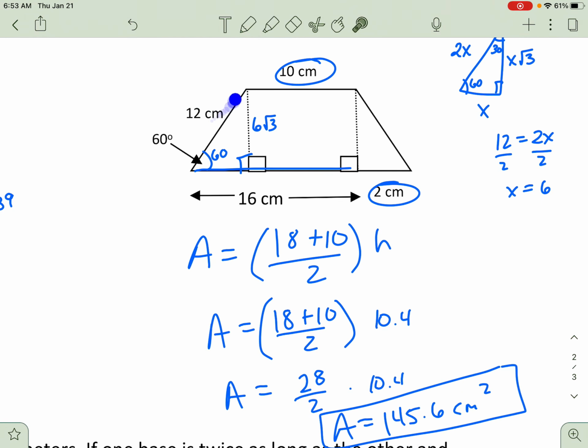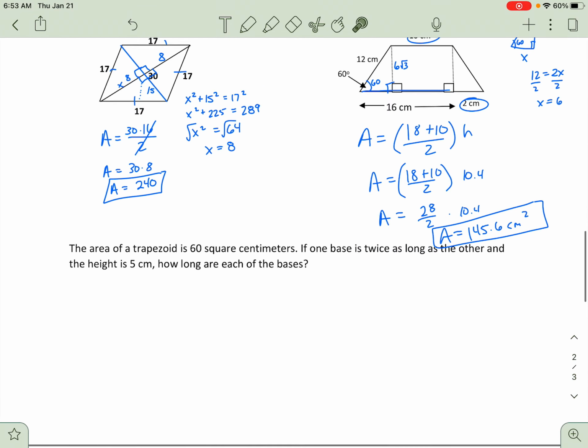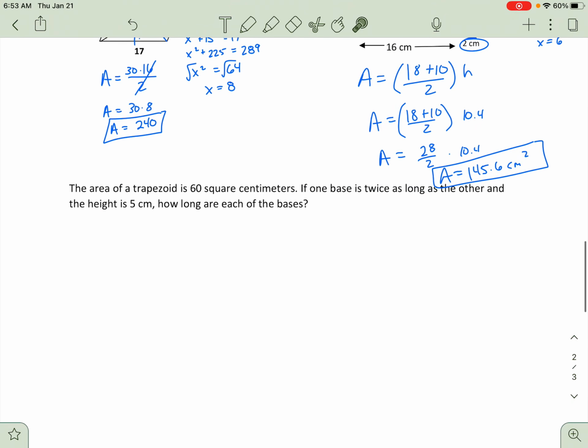In this case, we used 30, 60, 90. You could have also used opposite and hypotenuse. You also could have used sine of 60 degrees, and that would have given you that as well.